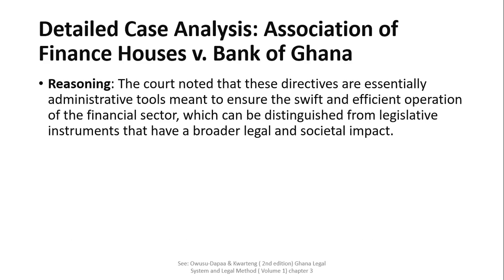So the Supreme Court premised its ruling on the reason that the directives which the Bank of Ghana had issued were essentially administrative tools meant to ensure the swift and efficient operation of the financial sector. And they could be distinguished from legislative instruments that have a broader legal and societal impact. So that seems to be the reason. As if we take the LI, its effect was very localized, as it were.